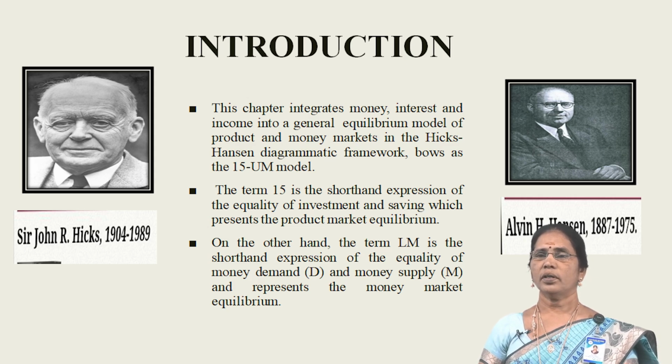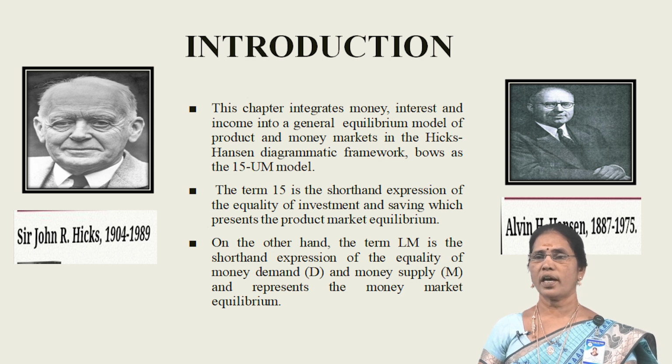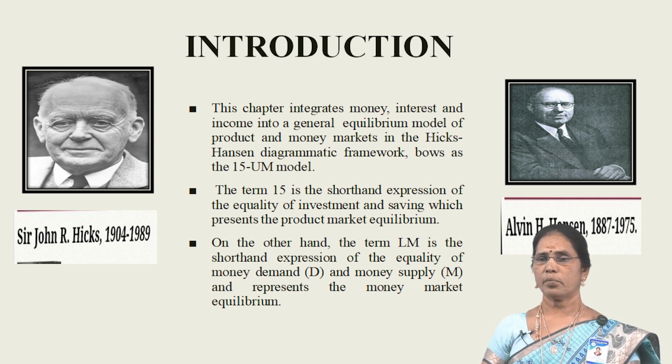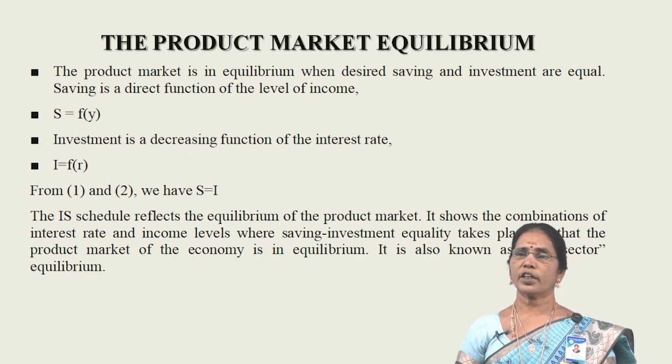The term IS is the shorthand expression of the equality of investment and saving, which represents the product market equilibrium. On the other hand, the term LM is the expression of the equality of money demand and money supply and represents the money market equilibrium. First, we have to see the product market equilibrium.